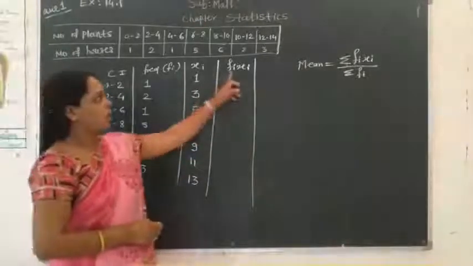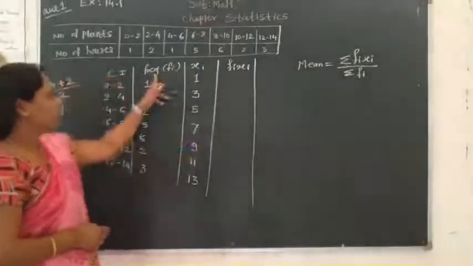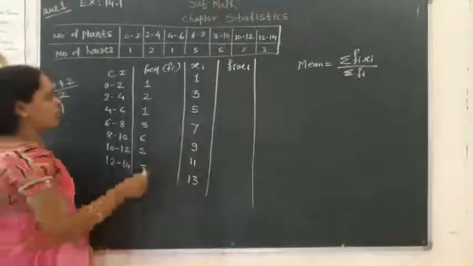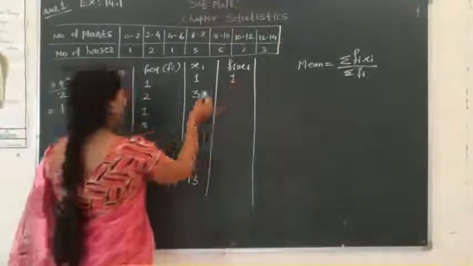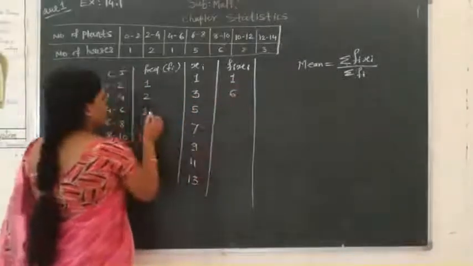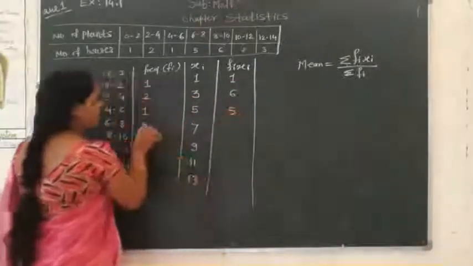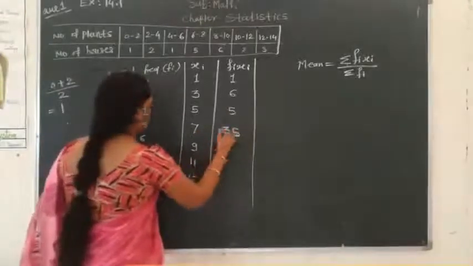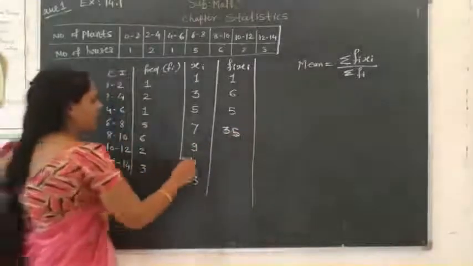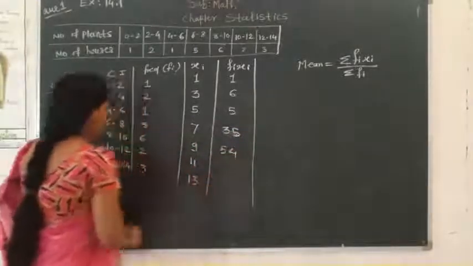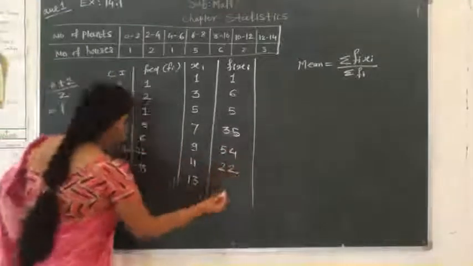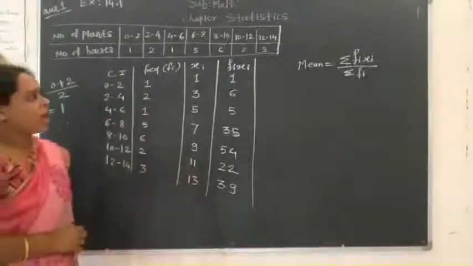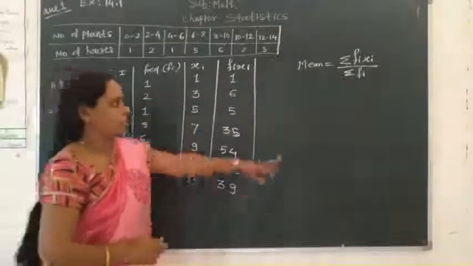Now the next column is Fi Xi, the product of frequency and mid value. Here we consider the corresponding products. 1 multiplied by 1 is 1. 2 multiplied by 3 is 6, 1 multiplied by 5 is 5, 5 multiplied by 7 is 35, 9 multiplied by 6, 11 multiplied by 2, and 13 multiplied by 3. These are the values, and for the last row you have to find the summation.